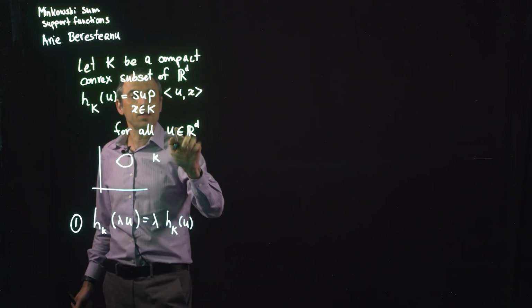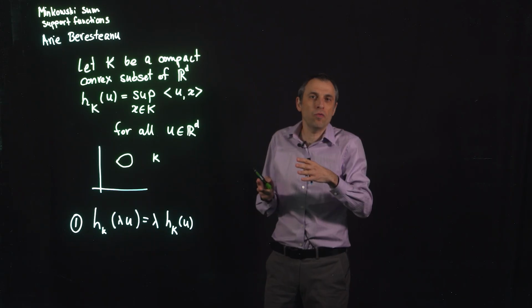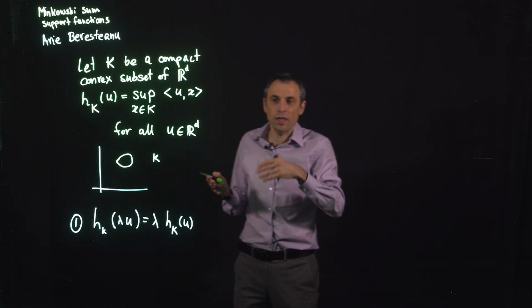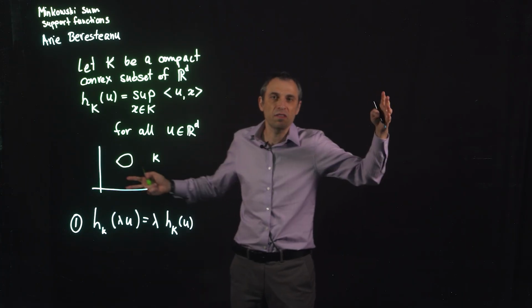To understand that, one first property that we need to remember about the support function is that H_K of lambda U is equal to lambda times H_K of U. So if I multiply U by lambda, it's a stretch. It's going to stretch the support function by exactly the same factor. Therefore, usually, instead of looking at all vectors in R^D, we can normalize to vectors of length 1. If the length is longer than 1, we can just multiply by the length of the vector and inflate.